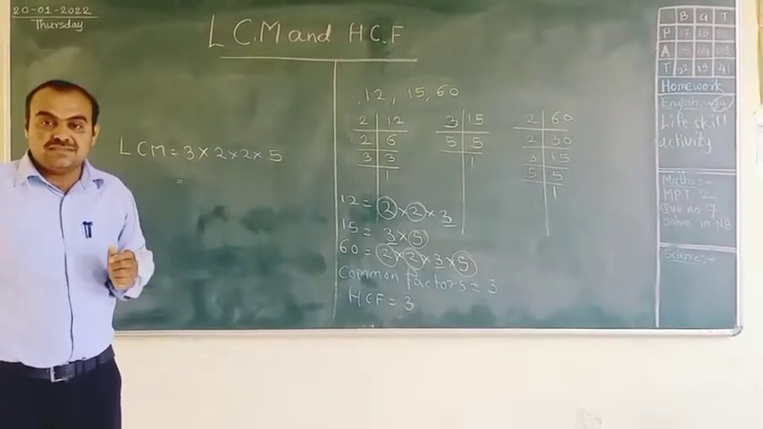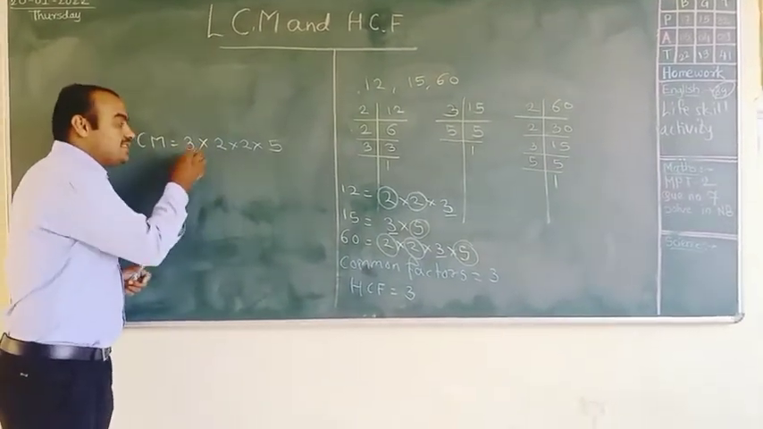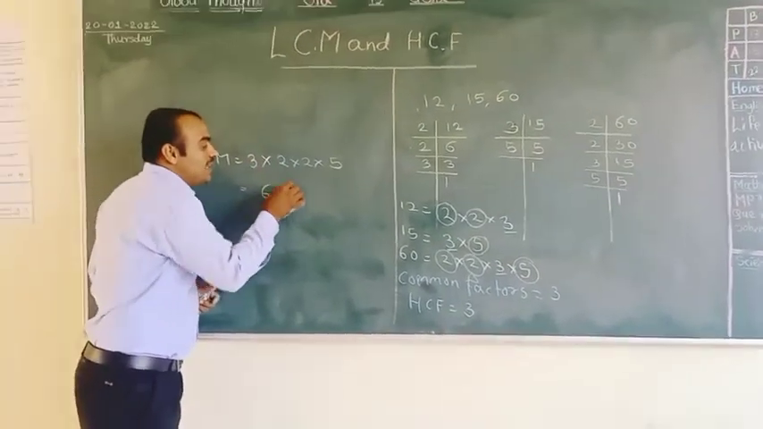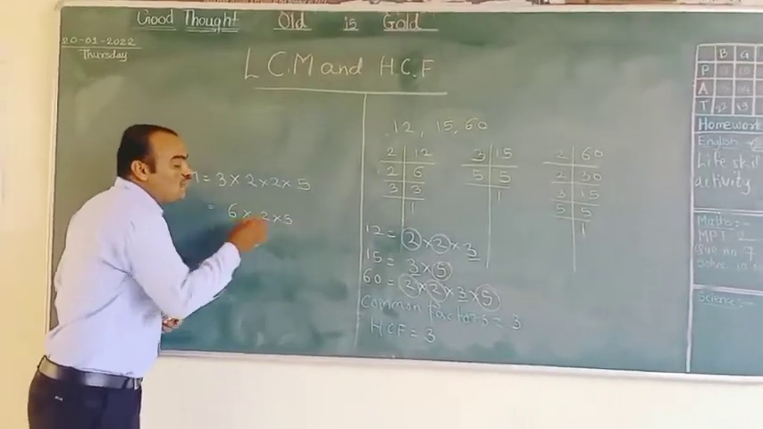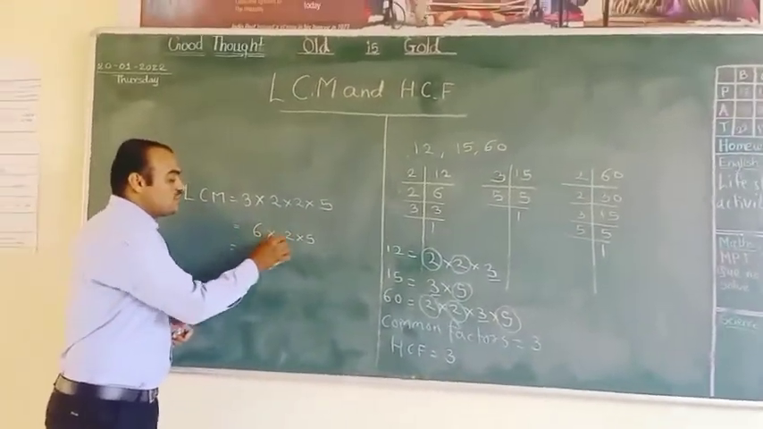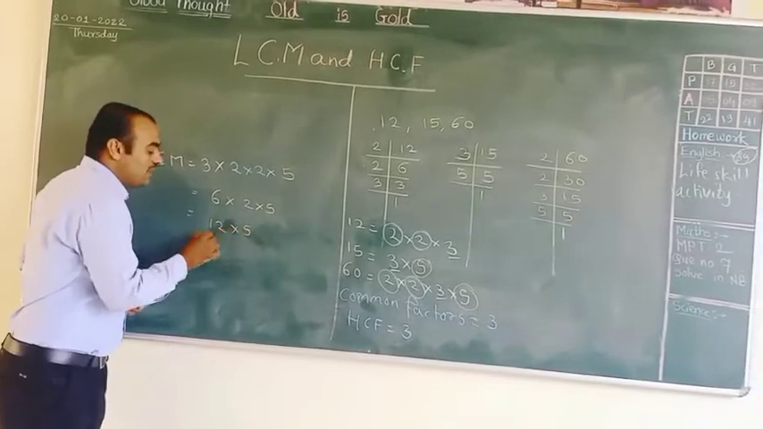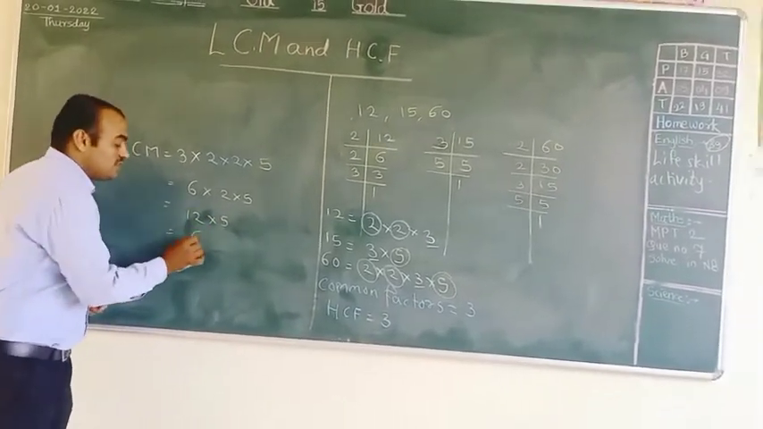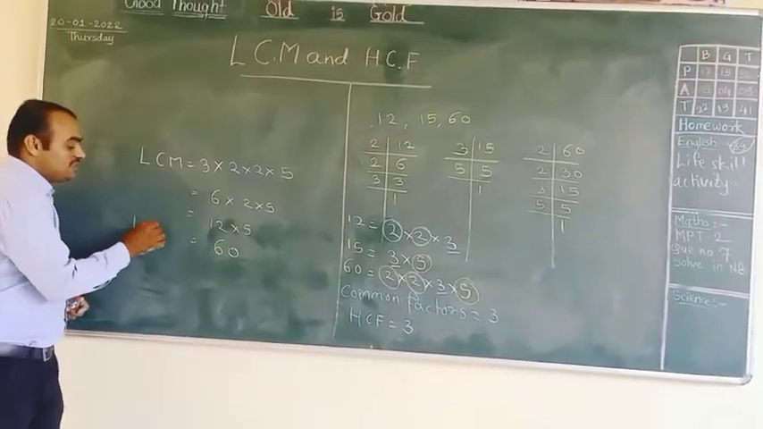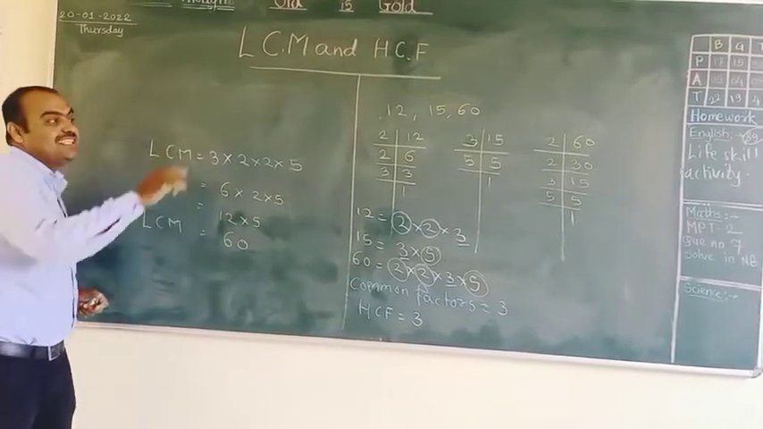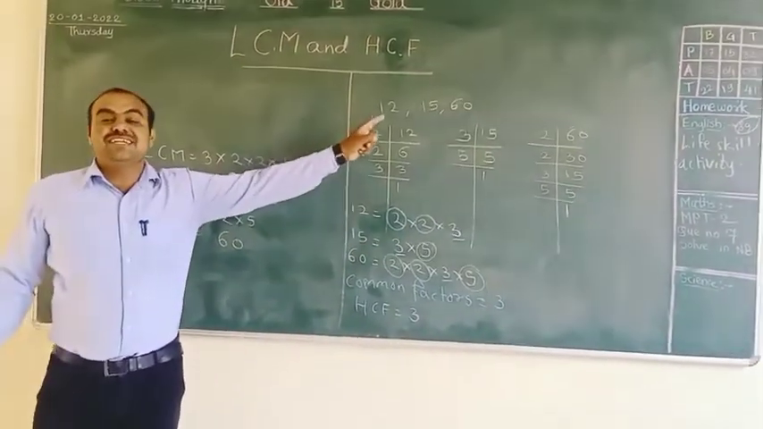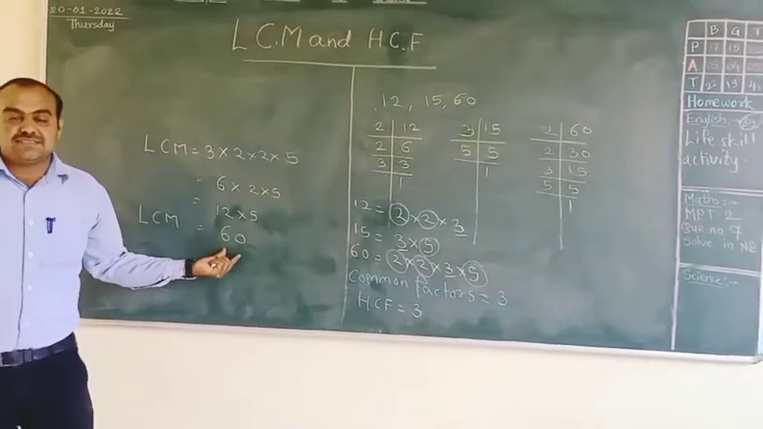So your answer should be like this: 3 2s are 6, into 2 into 5. 6 2s are 12, into 5, and 12 into 5 is equal to 60. So the LCM of these three numbers 12, 15 and 60 is 60.